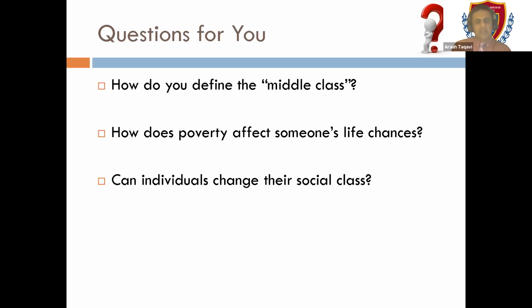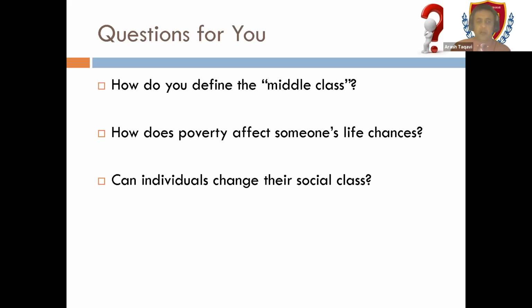And can individuals change their social class? How do you think about social class? What does it mean, social class? Well, it's directly related to how much money you have access to, right? I mean, one part of social class is about money, other parts. So we have two parts. Note that we have socioeconomic status. One part is about the social class. One part is about the economic status.